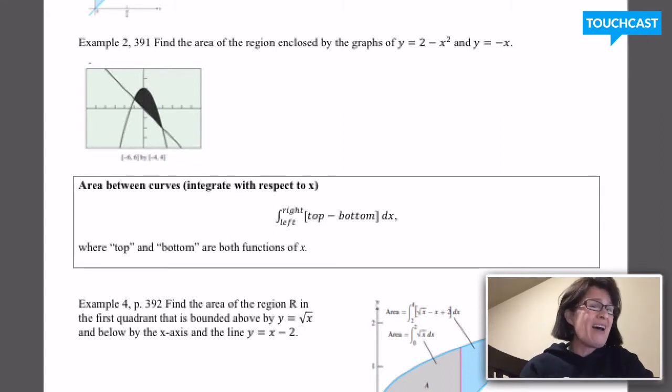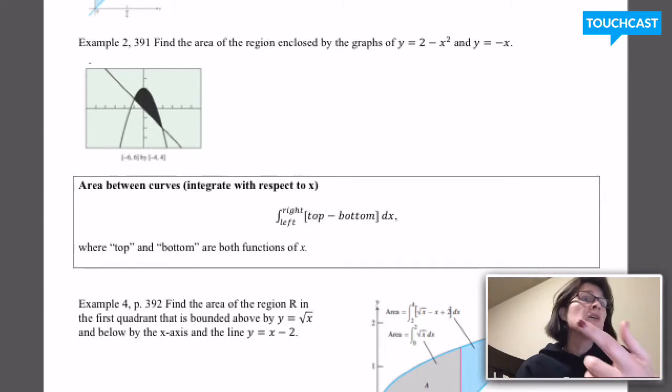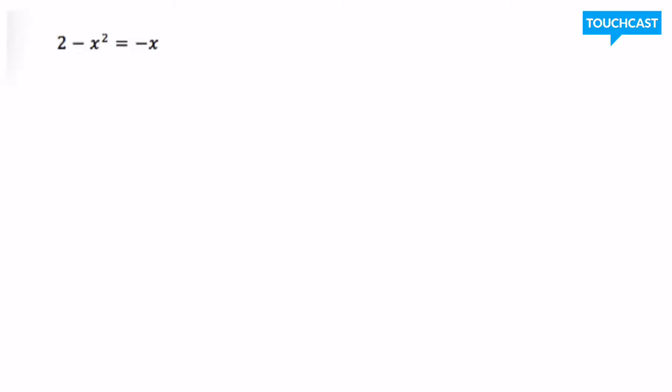Recall that we find the places where two graphs intersect by solving a system of equations. If y equals 2 minus x squared and y equals negative x, then I can write an equation: 2 minus x squared equals negative x. I can tell this is quadratic, so I'm going to put a 0 on one side, change the other side into standard form. I can factor. This is going to give me x minus 2 times x plus 1 is equal to 0, and I'm going to have two solutions, x equals positive 2, x equals negative 1.